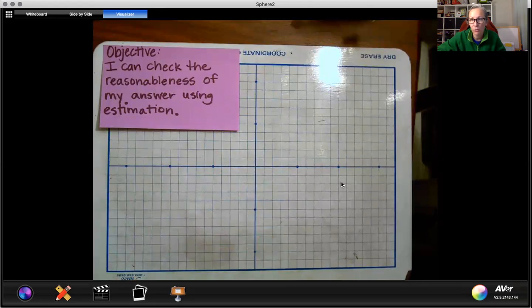So I'm going to show you our objective and how to use it today, and then I'm going to give you time to work. The goal of this lesson today is to show you that you can check the reasonableness of your answer using estimation. We worked on estimation for about 2 weeks, so I feel pretty confident that you're pretty good at that skill already. So now how can we use it to make sure that our answers are reasonable? Or do they make sense?